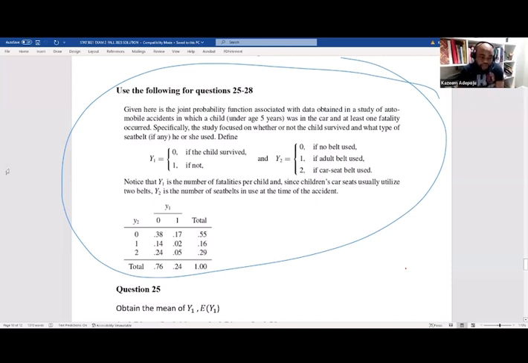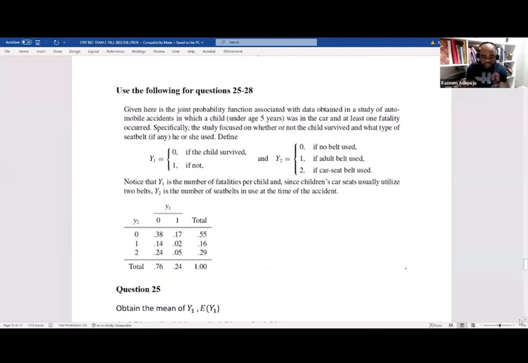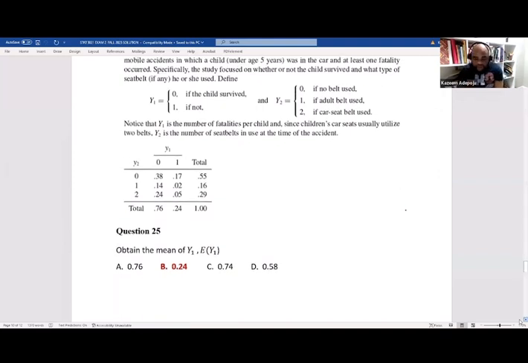Now there's going to be a table like this. What are the questions? The likely question that you're going to see is, of course, they're going to ask you what is the expected value of Y1, because they gave you Y1 and Y2. They're going to ask you the expected value of Y1, the expected value of Y2, the expected value of Y1 squared, the expected value of Y2 squared. They're going to ask you the expectation of the product. They're going to ask you the covariance.